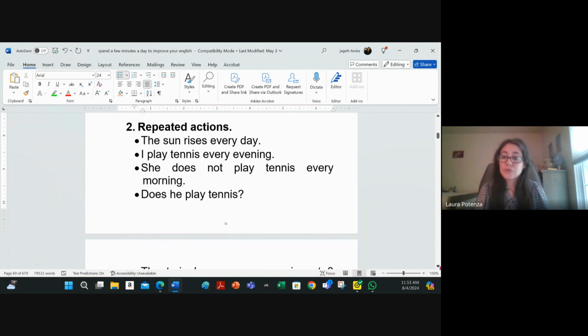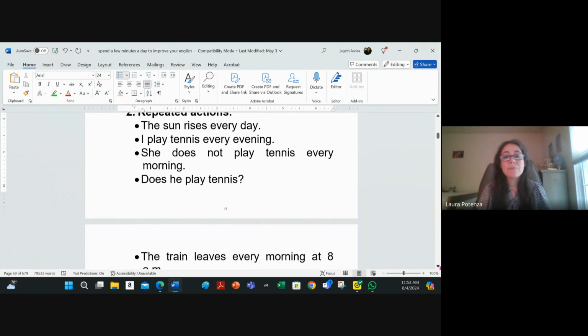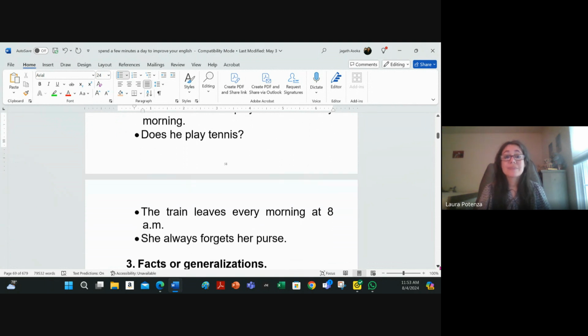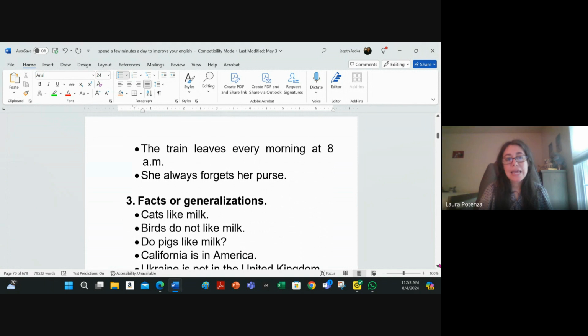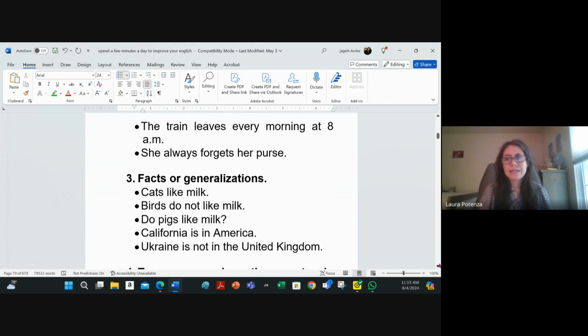Second is if it's a repeated action. The sun rises every day. I play tennis every evening. She does not play tennis every morning. Does he play tennis? The train leaves every morning at 8 a.m. She always forgets her purse.